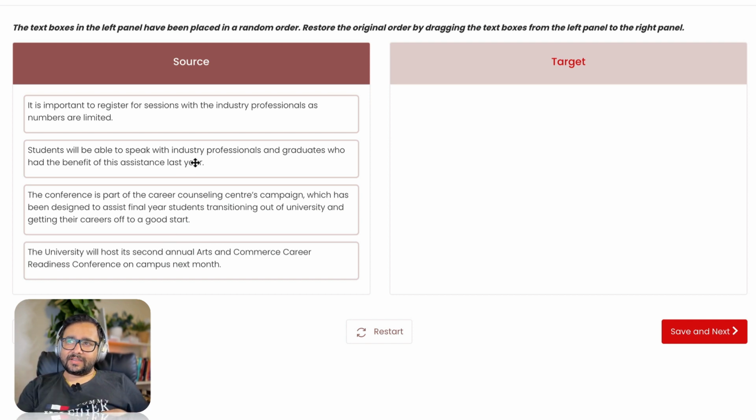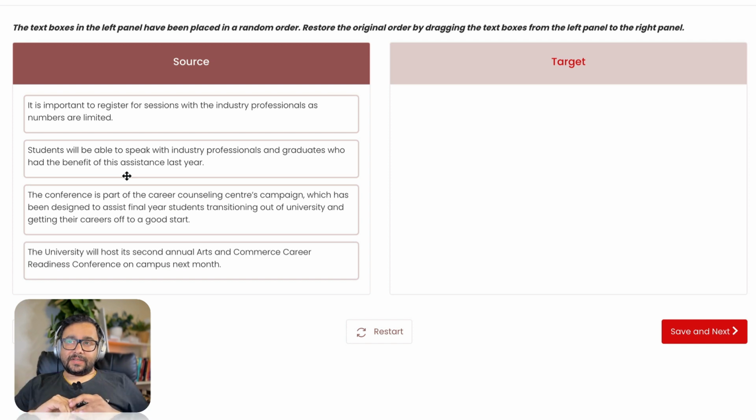But if you look at this one here, it says, who had the benefit of this assistance, and this assistance means assistance that they have already discussed in one of the sentences before it. They are talking about some kind of assistance before it. So this particular sentence depends on a sentence before it to make sense. Not just that, the next one here says the conference, and the conference means a conference they have already discussed in one of the previous sentences. So both of these sentences are dependent because of the words I highlighted, this assistance and the conference. Because of these words, we can see that these sentences are dependent on other sentences to make sense.